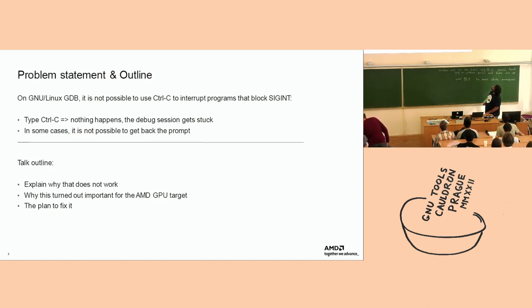So, what's this all about? Basically, this is a year-long or maybe decade-long problem. In some programs that you're debugging, your program is running and you try to interrupt it by pressing Ctrl-C, and it just doesn't work. Nothing happens. That happens when the program itself blocks SIGINT. In some situations, you could do something else to stop the program, like send some other signal from the shell. But if the program blocks all signals, then you're stuck. There's no way to get back the prompt. The only thing you can do is pray the program traps on a breakpoint or something, or you have to kill GDB.